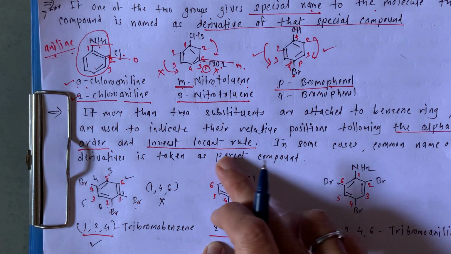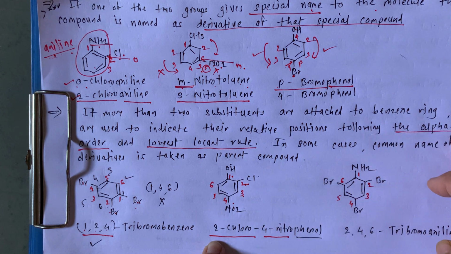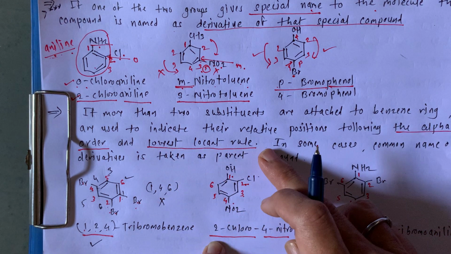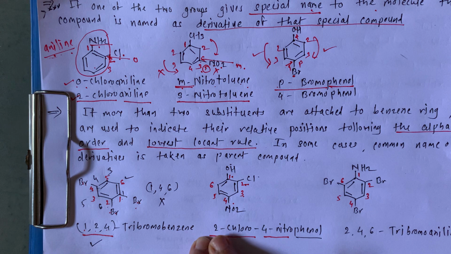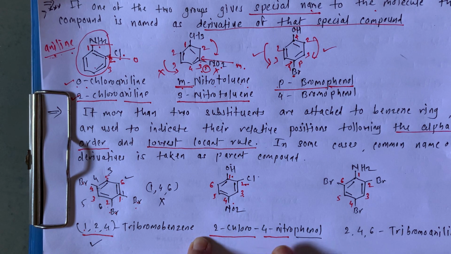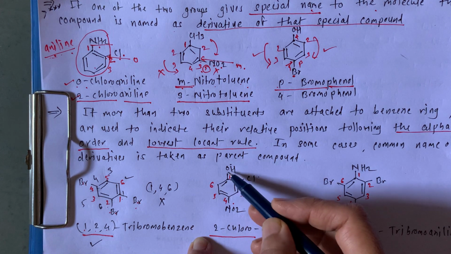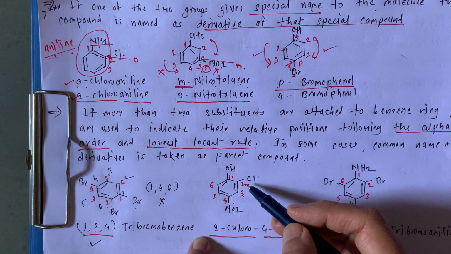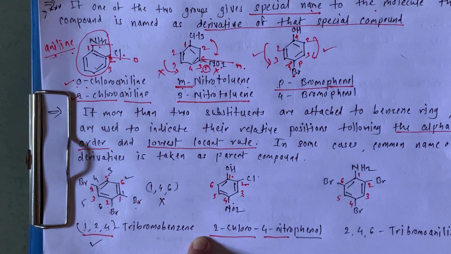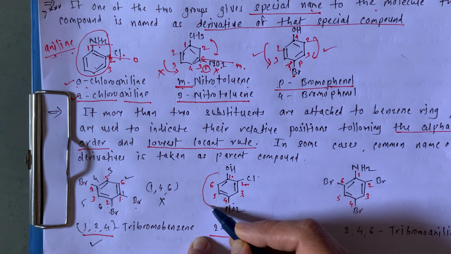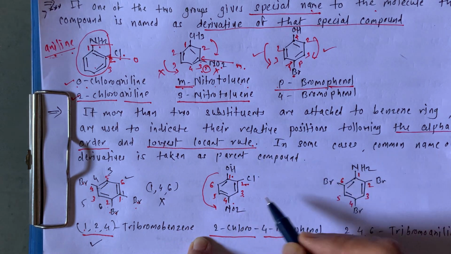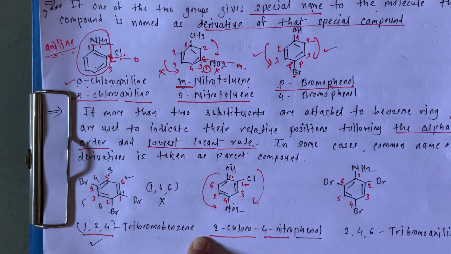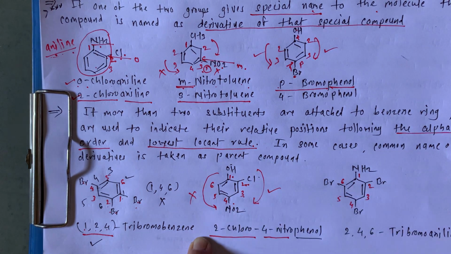Okay, you have to follow alphabetical order as well as the lowest locant rule. C comes first, then N. So first preference is to chlorine. So here it is 2-chloro-4-nitrophenol. If you start from this end, then this chlorine will come on the 6th carbon atom, if you give anti-clockwise numbering, and that is not the lowest locant rule. That's why you have to give numbering clockwise only, not anti-clockwise.